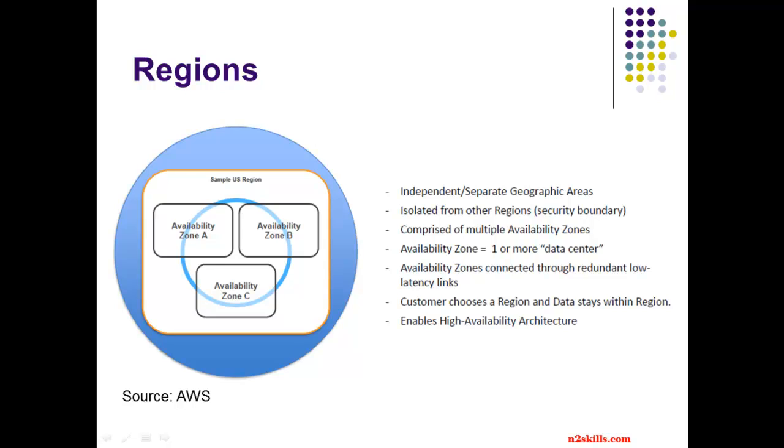One key point to note here for the exam purposes is that regions are isolated from each other and that resources are not replicated across regions automatically. Each region is composed of one or more availability zones. Availability zone basically means a data center, so you could have one or more data centers for that availability zone, and availability zones are connected through redundant low latency links.